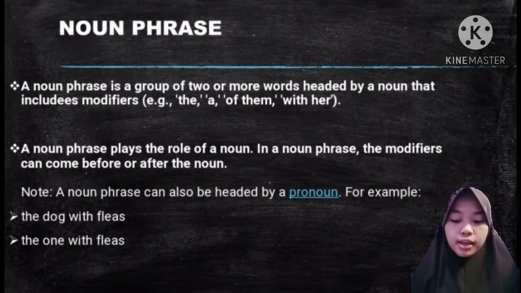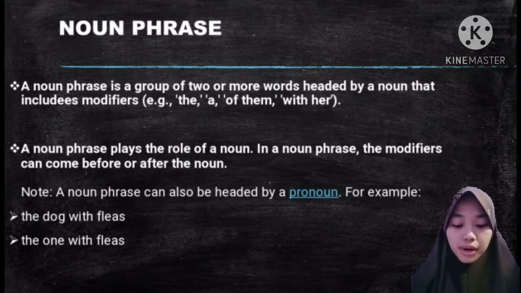Noun phrase. A noun phrase is a group of two or more words headed by a noun that includes modifiers, like the, a, of them, with her. A noun phrase plays the role of a noun. In a noun phrase, the modifier can come before or after the noun. Note, a noun phrase can also be headed by a pronoun. For example, the dog with fleece, the one with fleece.